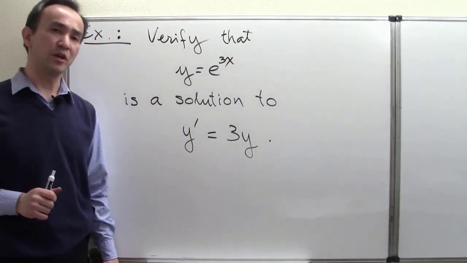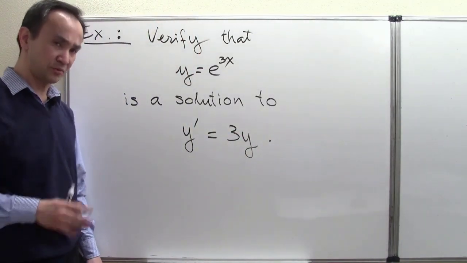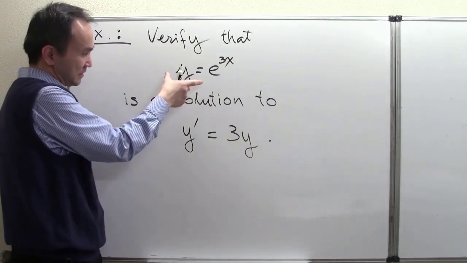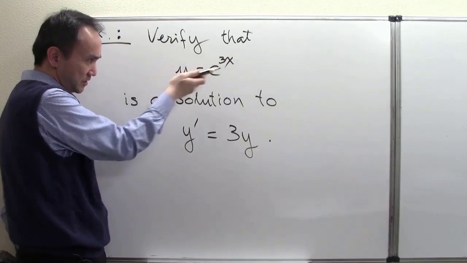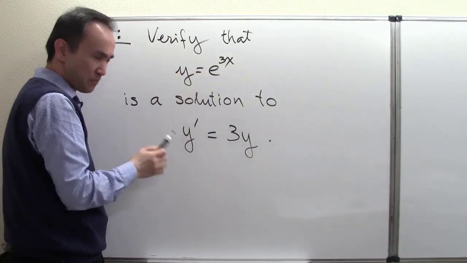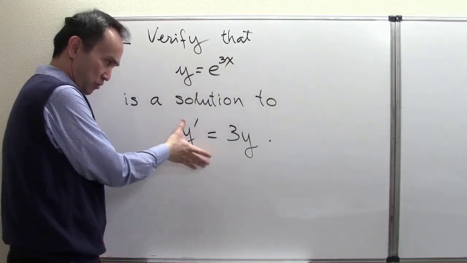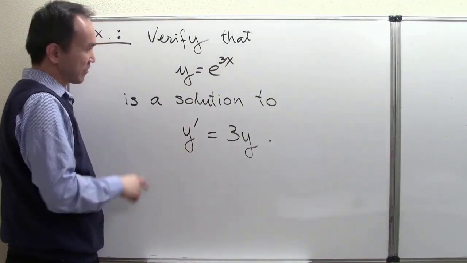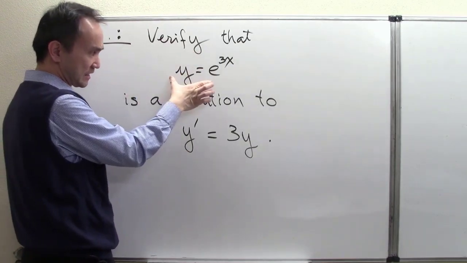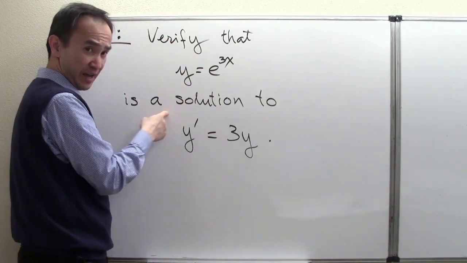All right, so here we are, this example. Let's read the instruction of the example. We are asked to verify that. So now I'm seeing this given y equals e to the 3x as a given function. But now think about it in our position, and we have a differential equation right here. So the instruction of the example is asking us to verify that this is a solution.